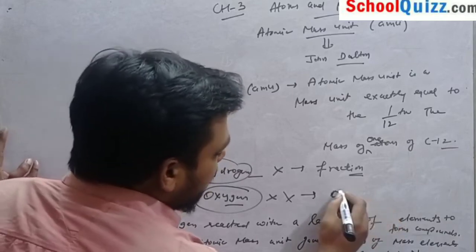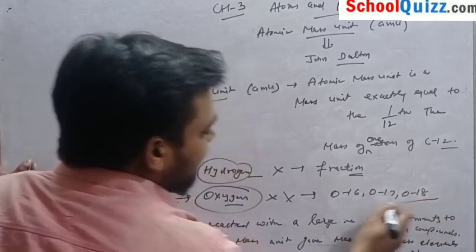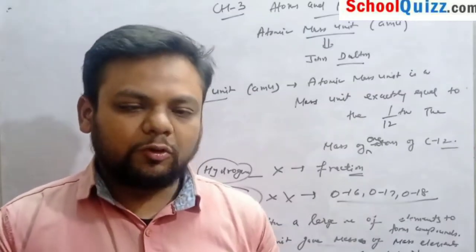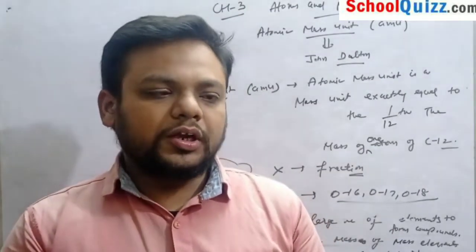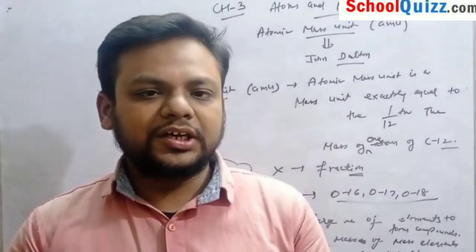is a mixture of isotopes: oxygen 16, oxygen 17, and oxygen 18, which was not at all useful in measuring, due to which it was removed and carbon C12 was taken.